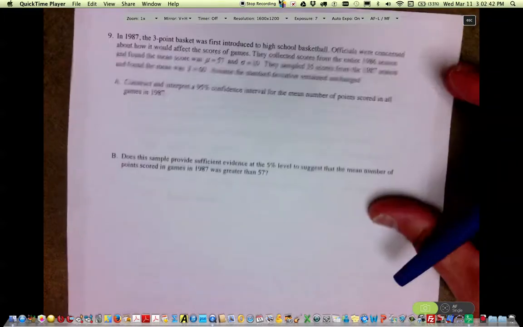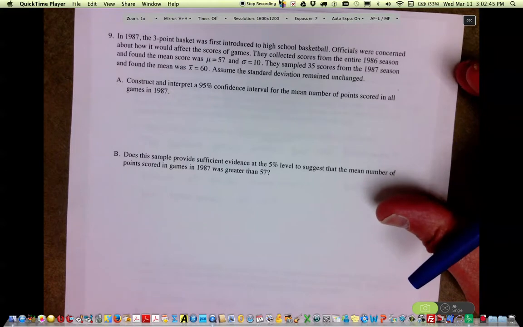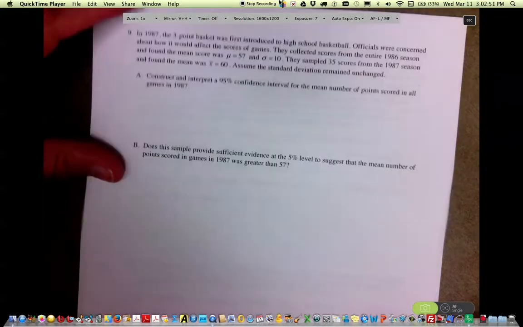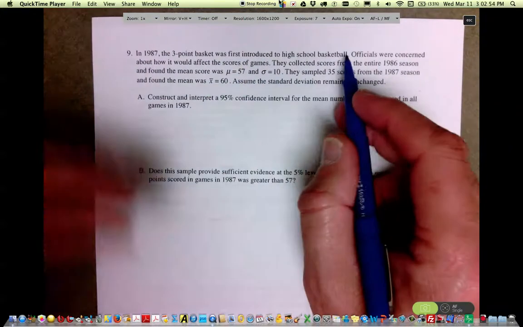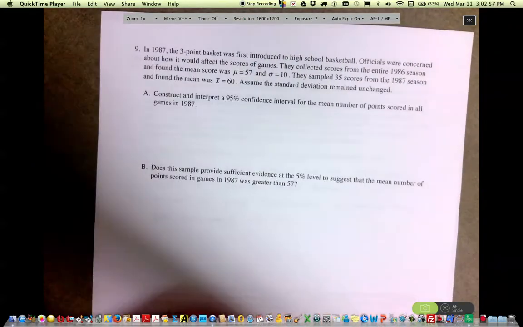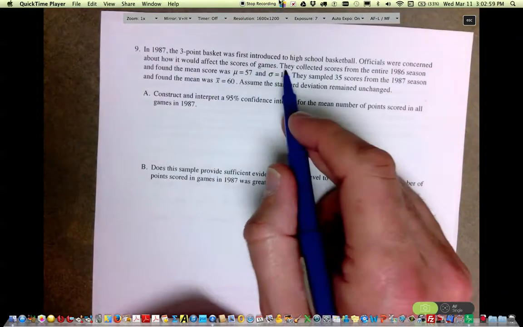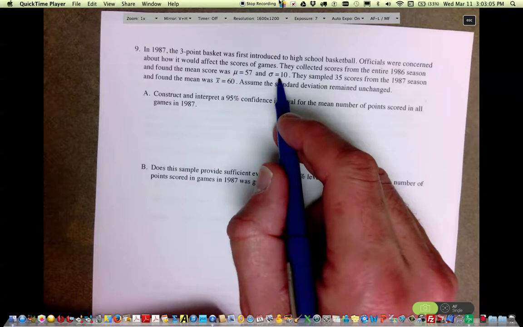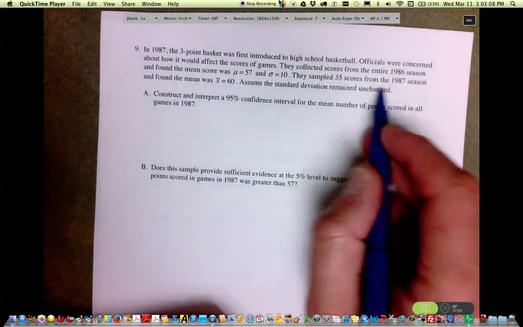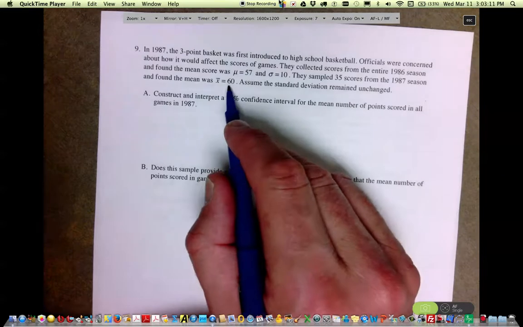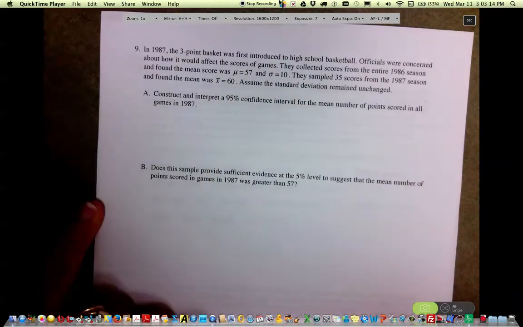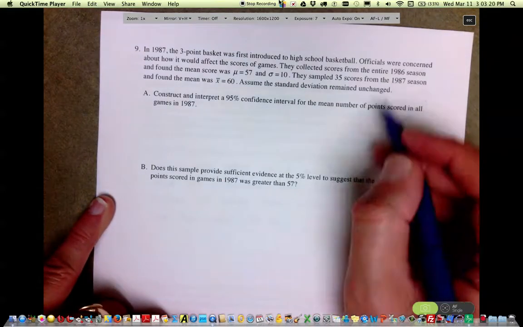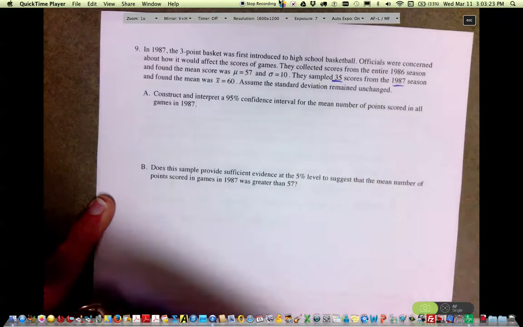Then the last part of this is getting into the very last thing that we talked about in class, and that was confidence intervals and hypothesis tests. So this one: the three-point basket was introduced into high school basketball in 1987. Officials were concerned about how it would affect the scores. They collected scores from the entire 1986 season and found the mean was 57 and the standard deviation was 10. They sampled 35 scores from the 1987 season and found that the mean was 60 points. Assume the standard deviation remained unchanged. Construct a 95% confidence interval for all points scored in every game in 87. Now remember that these 35 are just a sample of those scores.